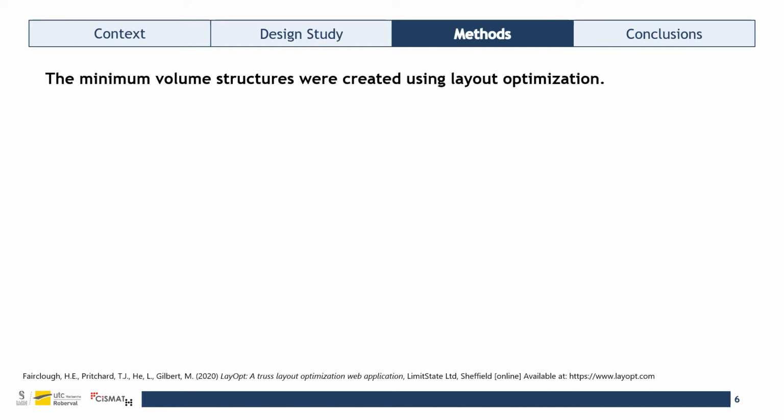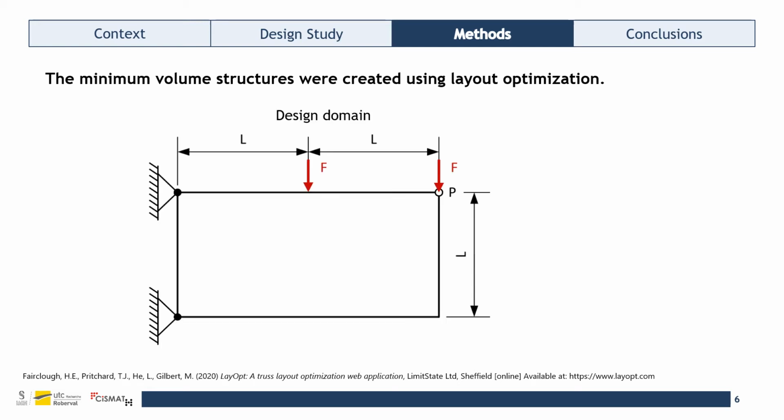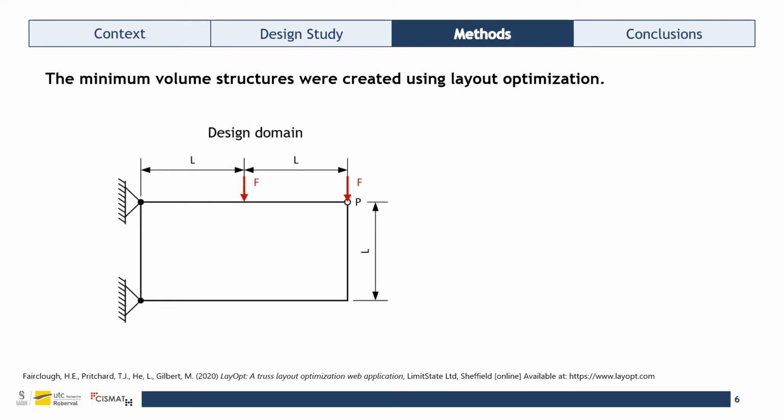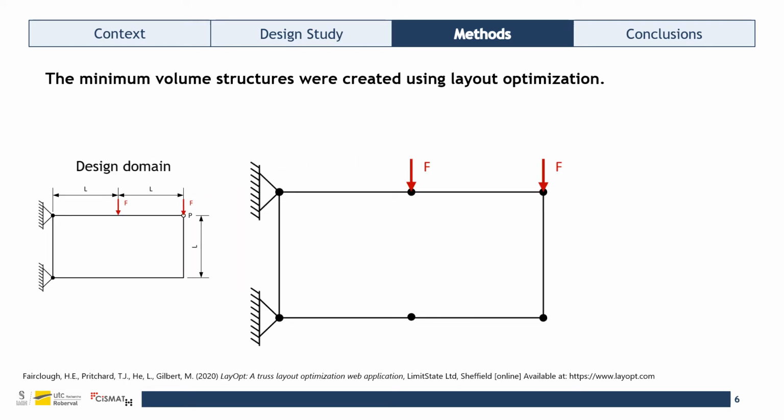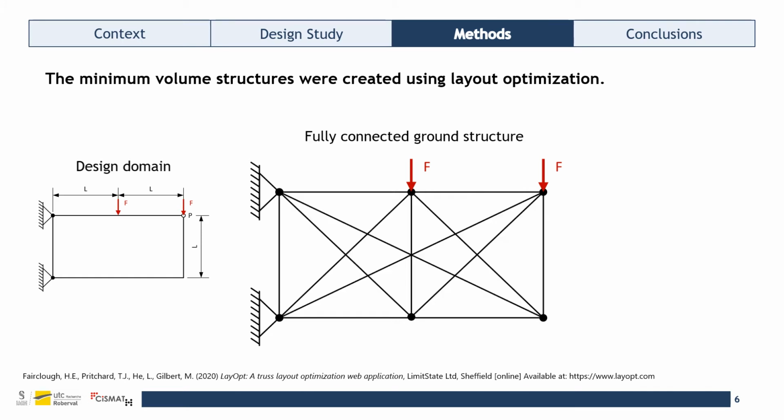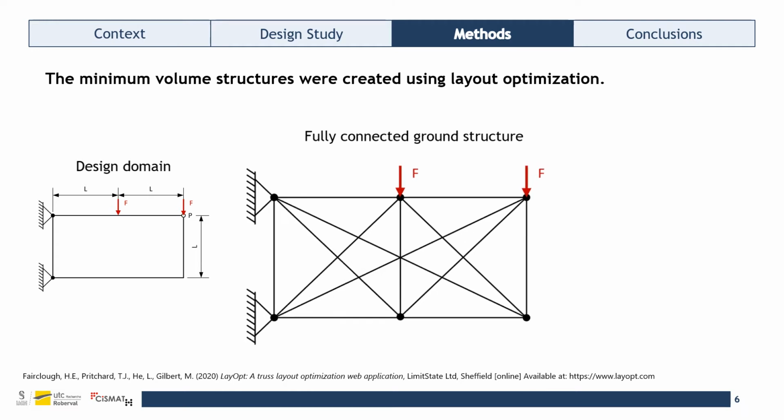The minimum volume structures used in the study were created using a layout optimization tool. First, the domain is defined as well as the boundary conditions and loads. Then, the design domain is discretized by knots. In this example, only 6 knots, 3 in the width and 2 in the height direction. Then a fully connected ground structure is created by connecting each knot with every other. This ground structure contains all potential members of the optimized structure.